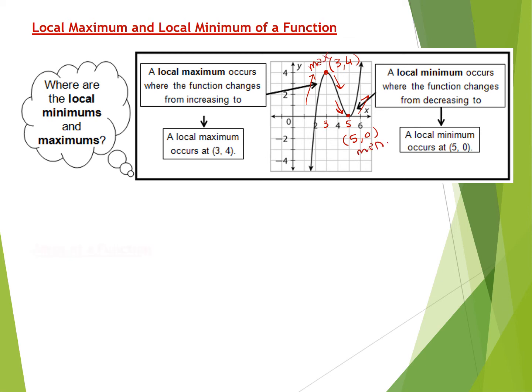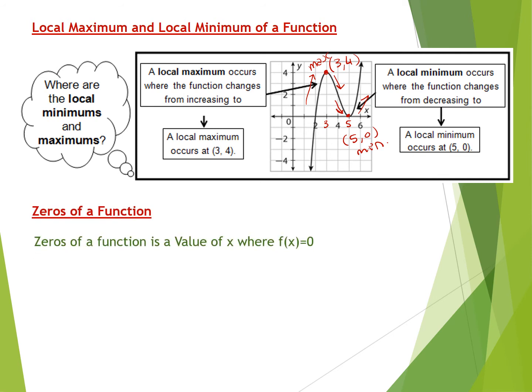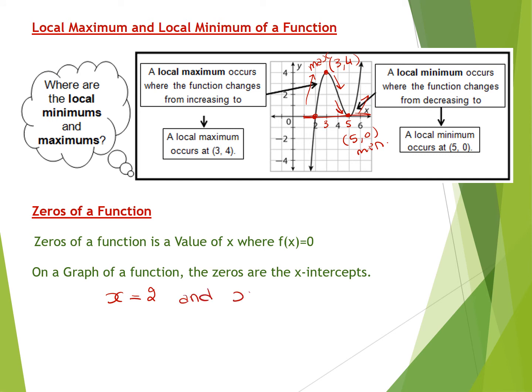The last thing is the zeros of the function. The zeros of the function are where f of x equals 0. So the points of the graph that cut the x-axis. So here and here. So the zeros are the x-intercepts, and I write them as points. So x equals 2 and x equals 5.